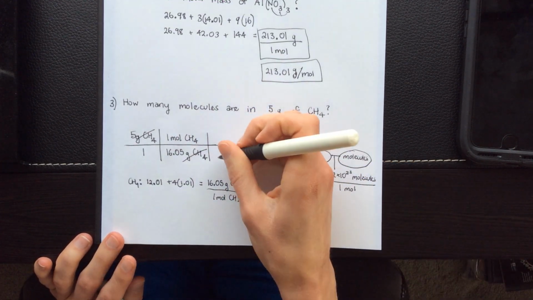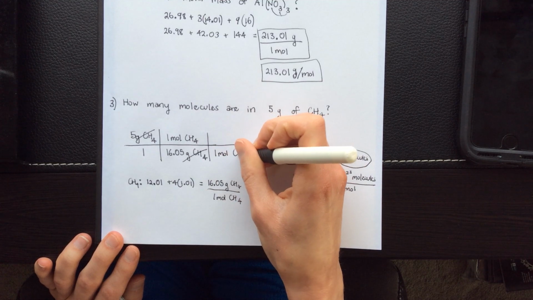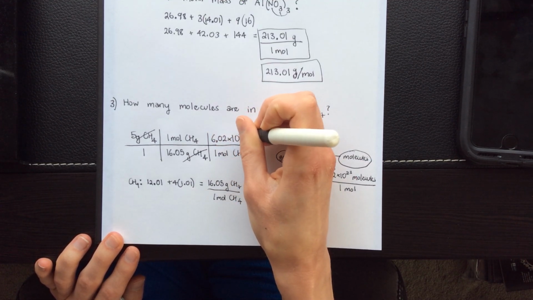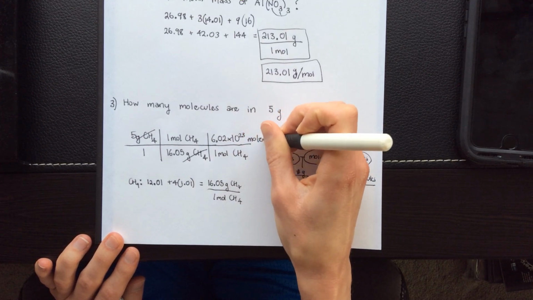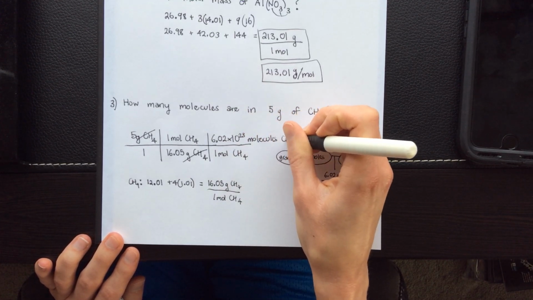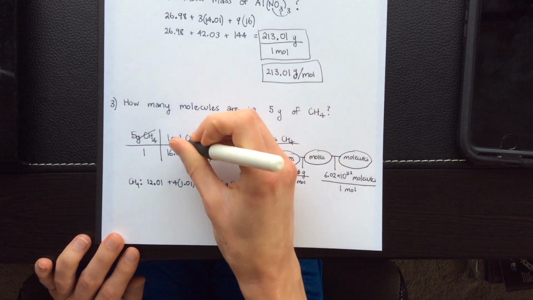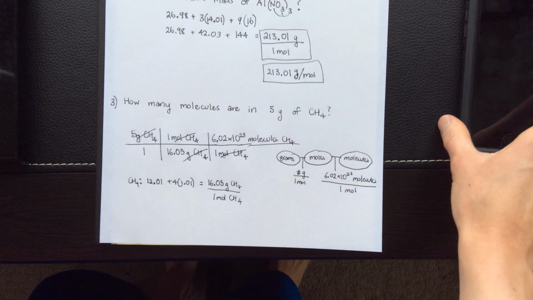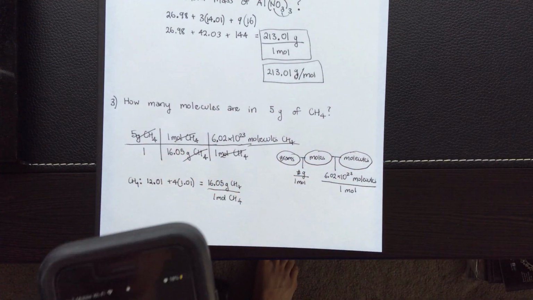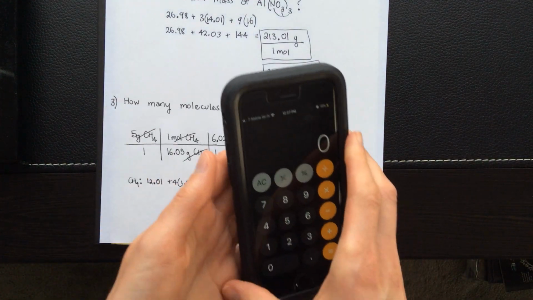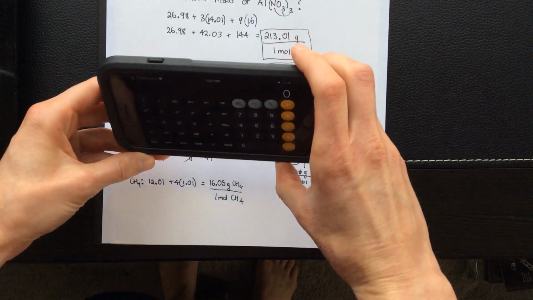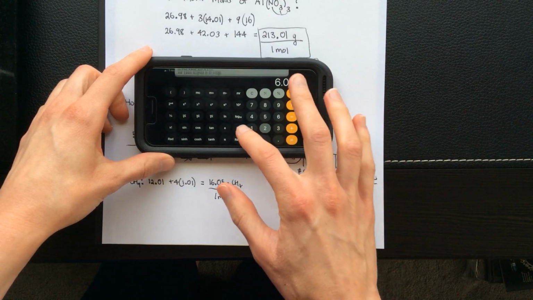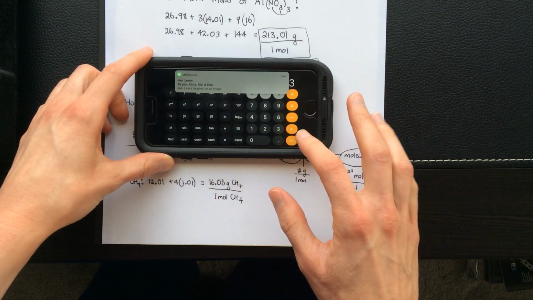And then to get to molecules, I'm going to have 1 mole of CH4 down here and then 6.02 times 10 to the 23rd molecules of CH4 up here. So my moles cross out, and then I kind of ran out of space here, but I would multiply everything on the top. So I would type in my calculator, I'm going to turn it to the side so I have all my extra buttons, 5 times 6.02 E 23.